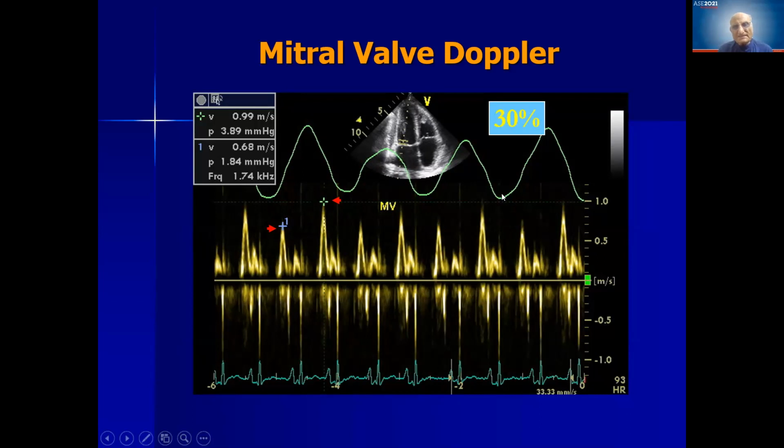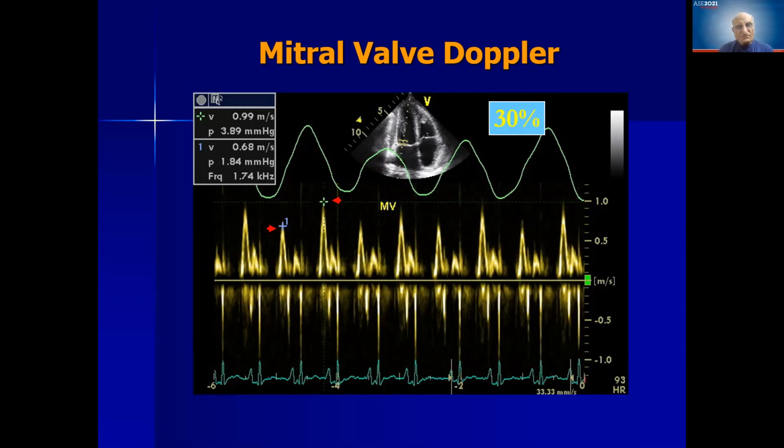Again, you see this is inspiration. The first beat in inspiration shows less velocity. And as soon as expiration starts, the velocity increases. This is calculated by the formula: expiration minus inspiration, divided by expiration, times 100. So this gave us a value of 30% respiratory variation, which is abnormal. Normally it should be about 10 or 15.